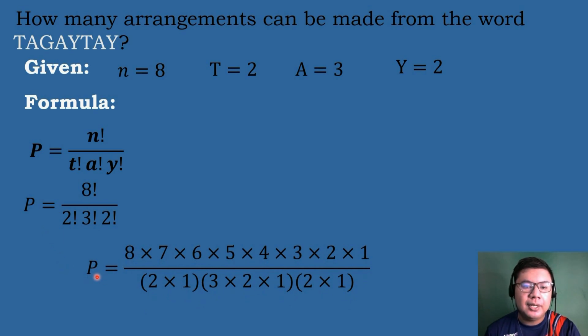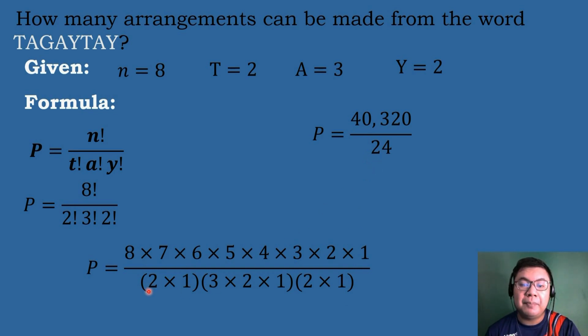So we bring down P equals 8 factorial, which is 8 times 7 times 6 up to 1, all over 2 factorial, so we have 2 times 1, and then 3 factorial, we have 3 times 2 times 1, and then 2 factorial is 2 times 1. After that, we multiply 8 times 7 times 6 times 5 times 4 times 3 times 2 times 1, or we can just press 8 on our calculator followed by the factorial symbol, and that is equal to 40,320, all over 2 times 1 times 3 times 2 times 1 times 2 times 1, which will be equal to 24.